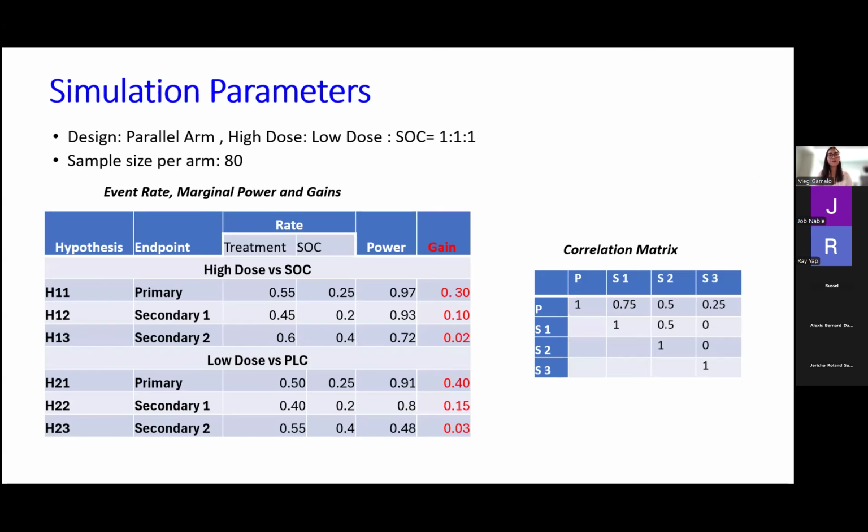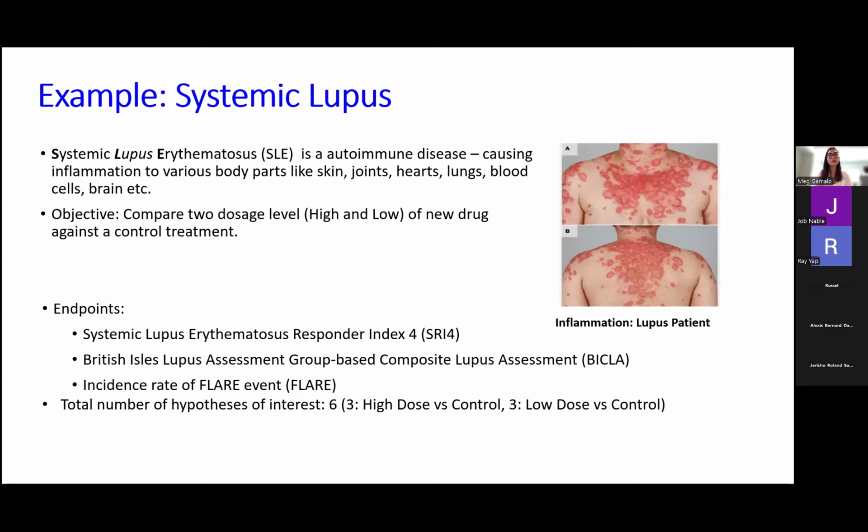So we tried to do this in a particular example. I'll go back to lupus. Lupus is an autoimmune disease, and it causes inflammation to various parts of the body, including the skin, the joints, the lungs, the heart, the blood cells, the brain, etc. In this particular trial, we are comparing two dose levels of a particular drug in relation to placebo. The endpoints are the systemic lupus erythematosus responder index, SRI-4, and the British Isles Lupus Assessment Group-based Composite Lupus Assessment, or BICLA. And we have incidence of flare event, which is just flare. Because there are two doses and three endpoints, there are 6 hypotheses, right? 3 times 2. Next, please.